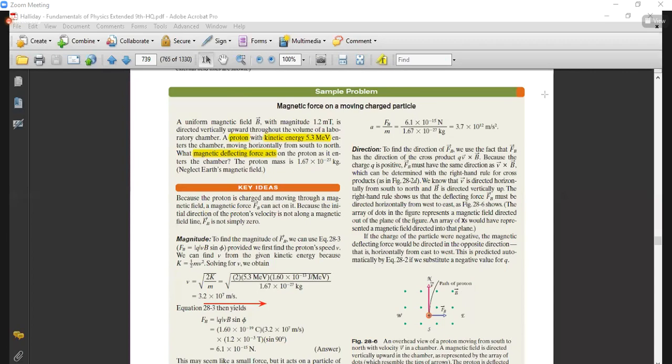ठीक है. चलें, आफ्टरवर्ड्स then we will use this relation. This is the relation here. ठीक है. So now we do know the value of Q, V and B. ठीक है. So angle is 90 because it is out of the paper and it is moving horizontally. So obviously the angle is 90. So I will put this value and then the result is this is the value of the magnetic force.